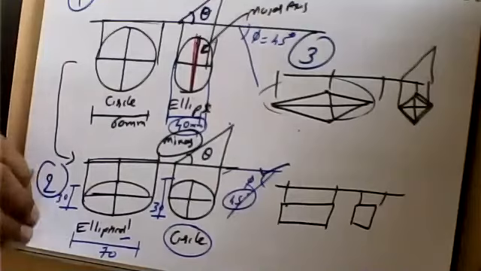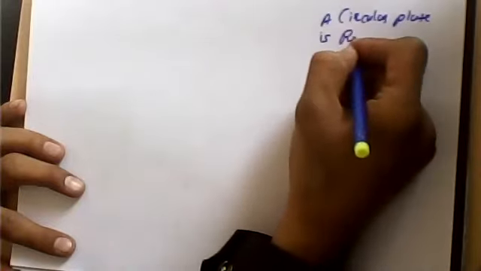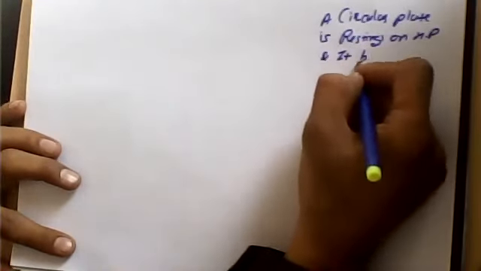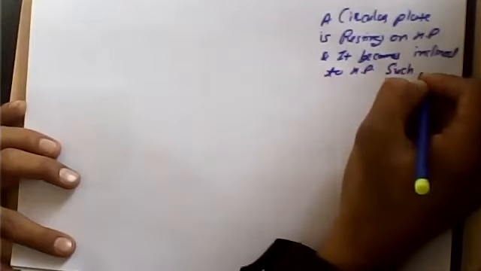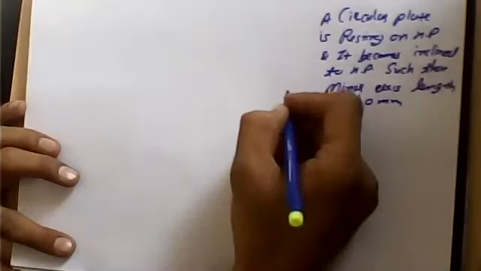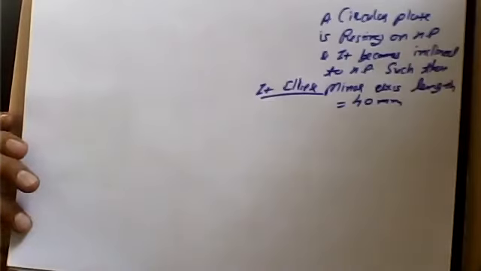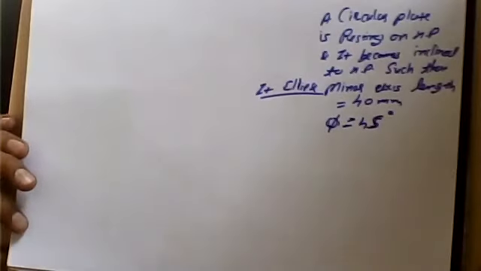Now how to draft this kind of problem? Let me discuss that. The problem statement suggests that a circular plate is resting on HP and it becomes inclined to HP such that the minor axis length is equal to 40 mm, so that it develops an ellipse having a minor axis length of 40 mm, and it is inclined to VP by 45 degrees. Phi is equal to 45 degrees. Okay, now we should move ahead.